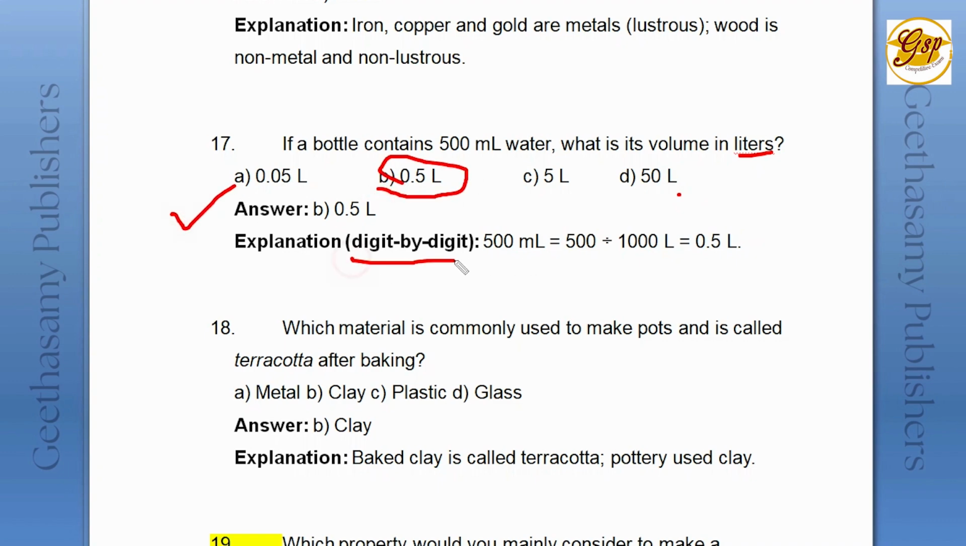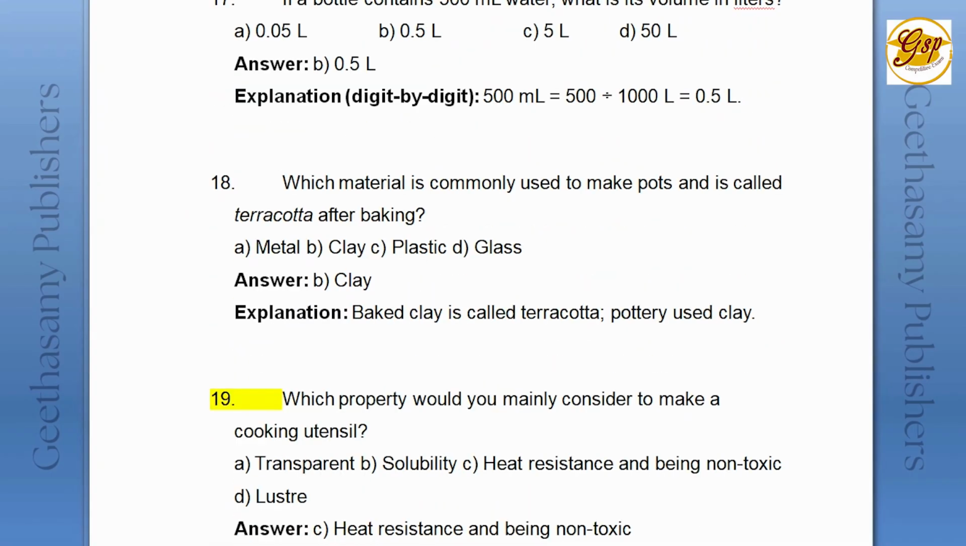Right? So it's digit by digit: 500 ml, then 500 divided by 1000 liter, that is 0.5 liter. Fine. And 18th question, which material is commonly used to make pots and is called terracotta after baking? Metal, clay, plastic, glass. It is clay, right? The baked clay is called terracotta and pottery uses clay.